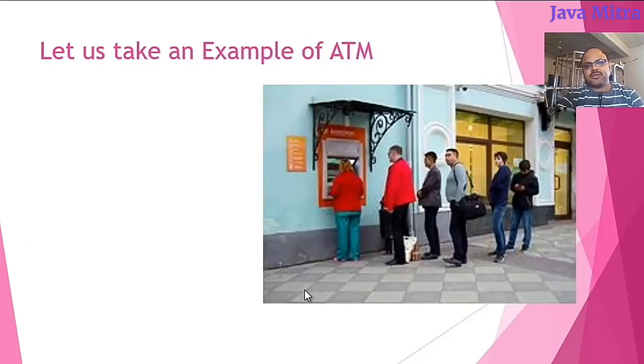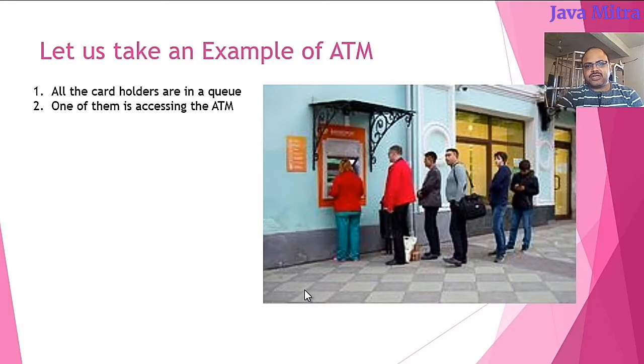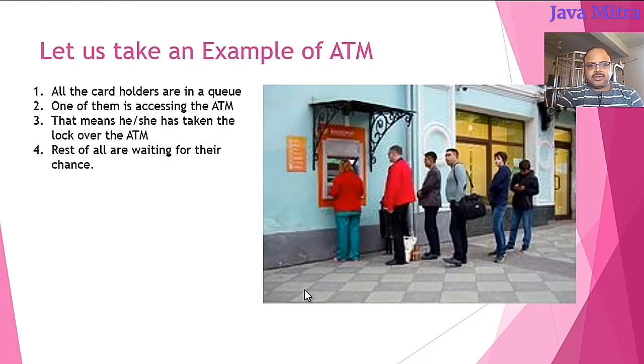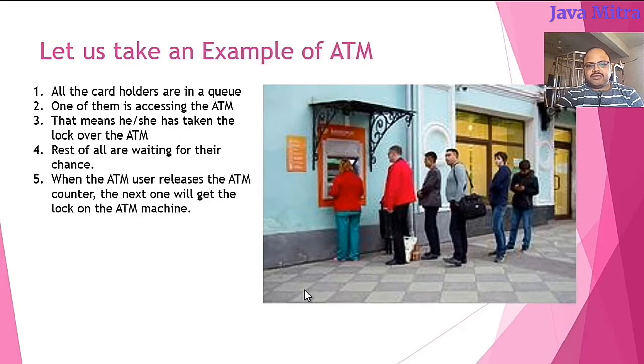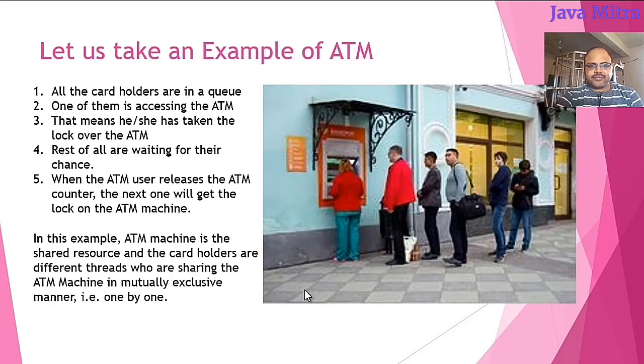Let us take an example of an ATM that is shared by many ATM card holders. All the card holders are in a queue outside the ATM. One of them is accessing the ATM. That means he or she has taken the lock or control over the ATM. The rest are all waiting for their chance. When the ATM user releases the ATM counter, the next one will get the lock on the ATM machine.